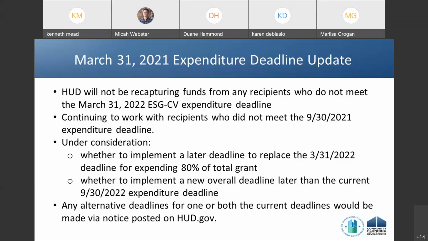So if you have any questions, please reach out to either the HUD Exchange Ask a Question portal, or you could always reach out to your CARES Act desk officer or field office. Next slide, please.